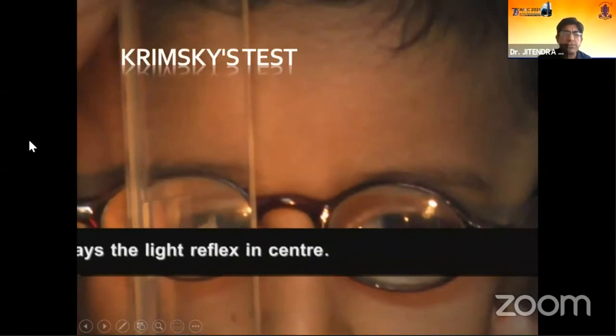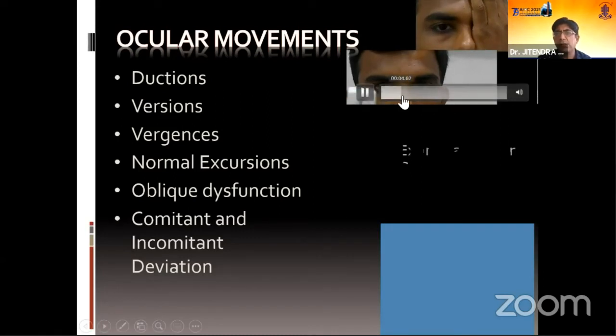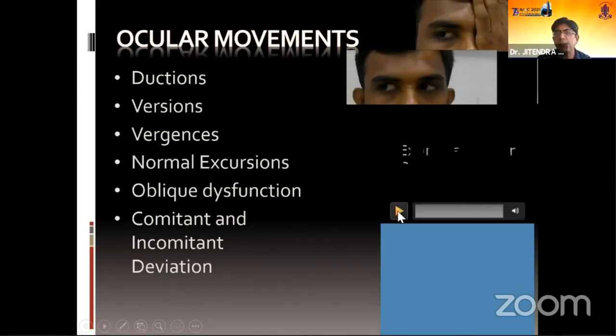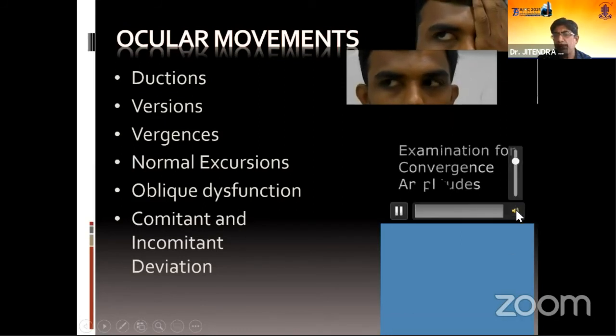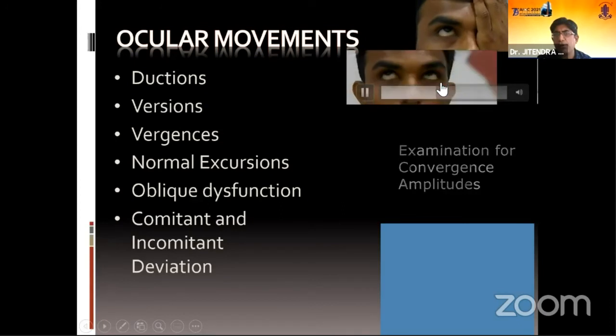So next we will see ocular movements. Now ocular movements can be broadly divided into ductions, versions and vergences. So ductions, this is where you can see the ductions. You can see that the patient is able to move. You can see that there is a small inferior oblique overreaction here.